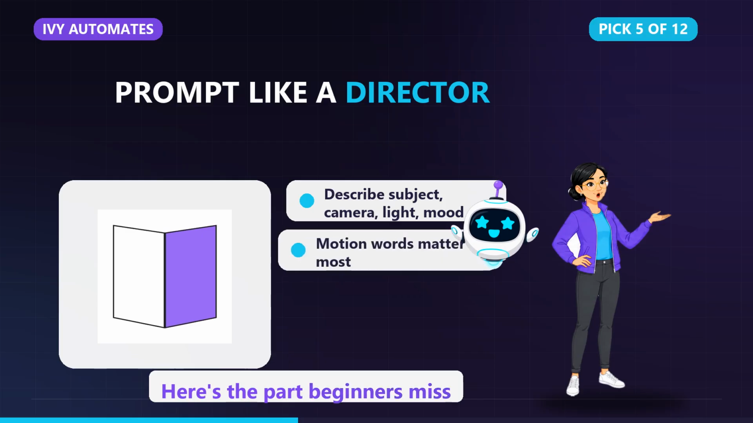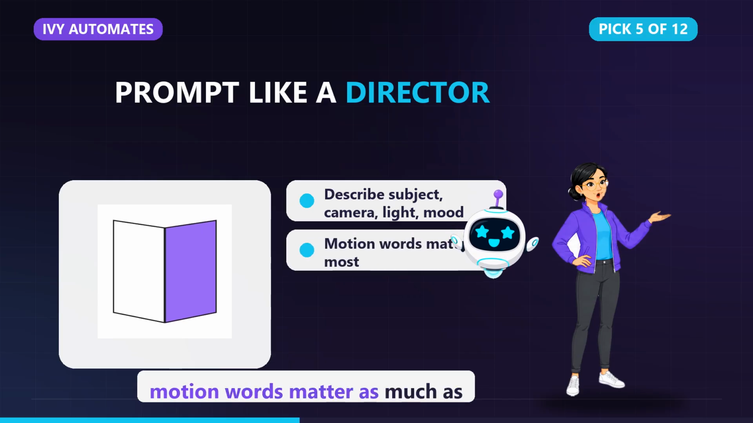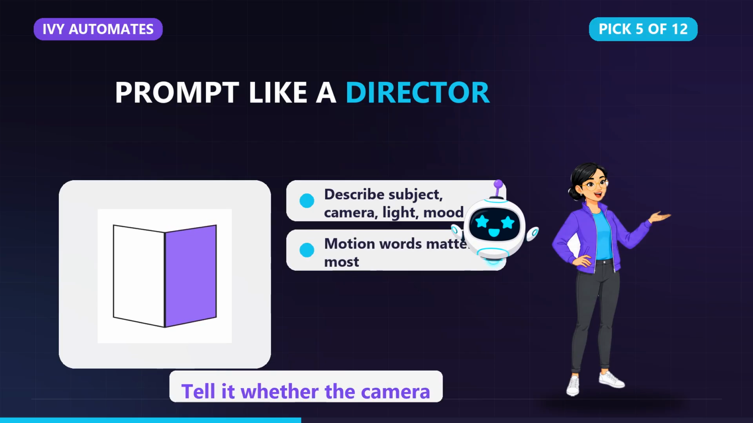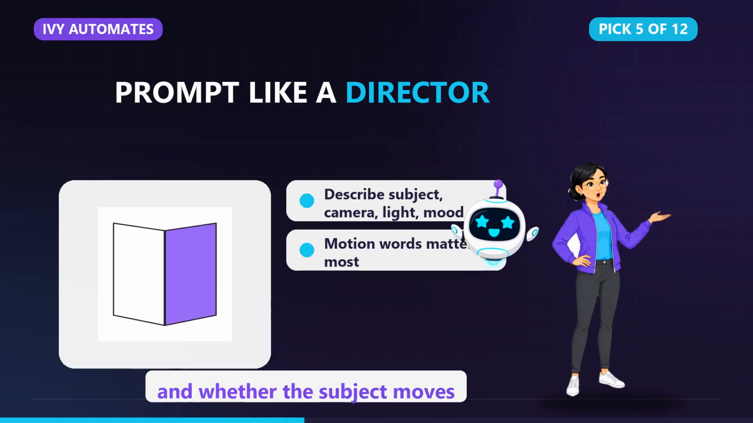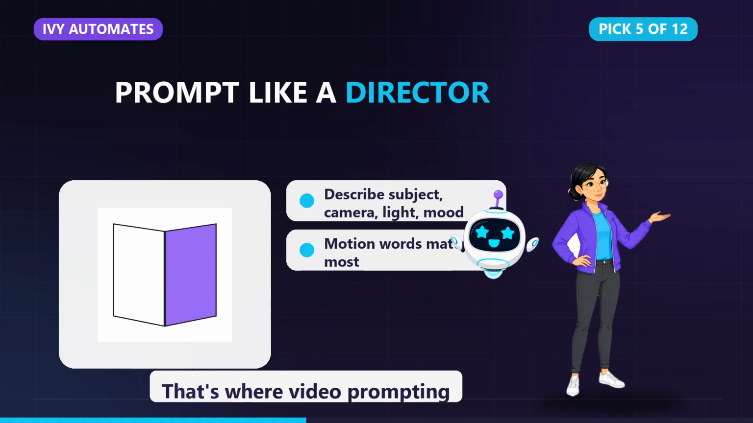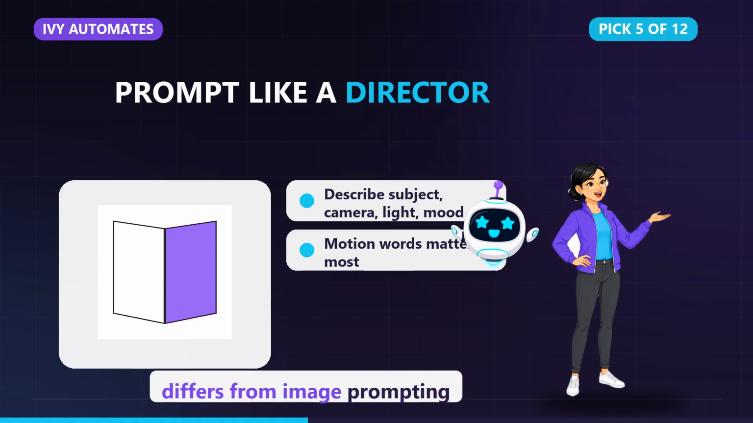Here's the part beginners miss. Motion words matter as much as objects. Tell it whether the camera pans, zooms, or holds still, and whether the subject moves fast or drifts slowly. That's where video prompting differs from image prompting.